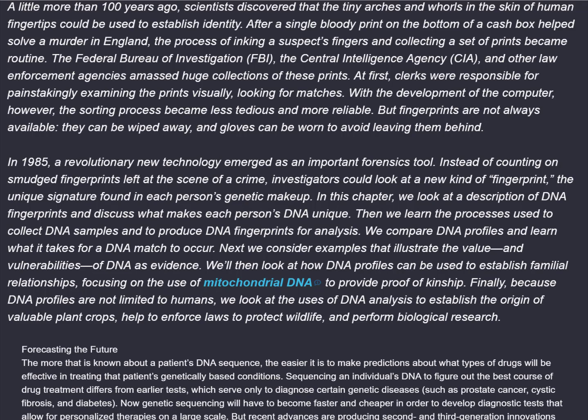The Federal Bureau of Investigation, FBI, the Central Intelligence Agency, CIA, and other law enforcement agencies amassed huge collections of these prints. At first, clerks were responsible for painstakingly examining the prints visually, looking for matches. With the development of the computer, however, the sorting process became less tedious and more reliable. But fingerprints are not always available, they can be wiped away, and gloves can be worn to avoid leaving them behind.